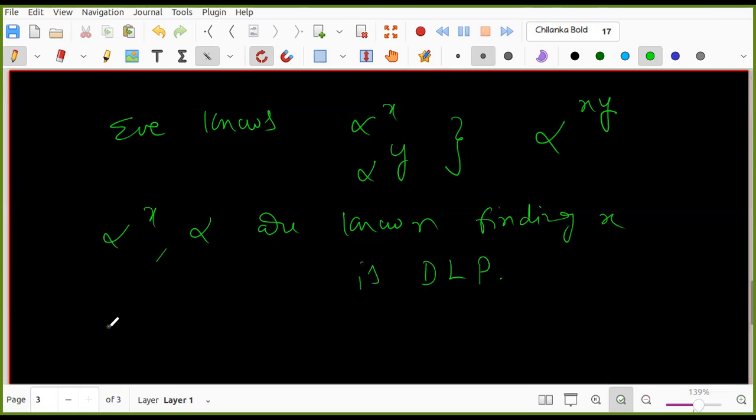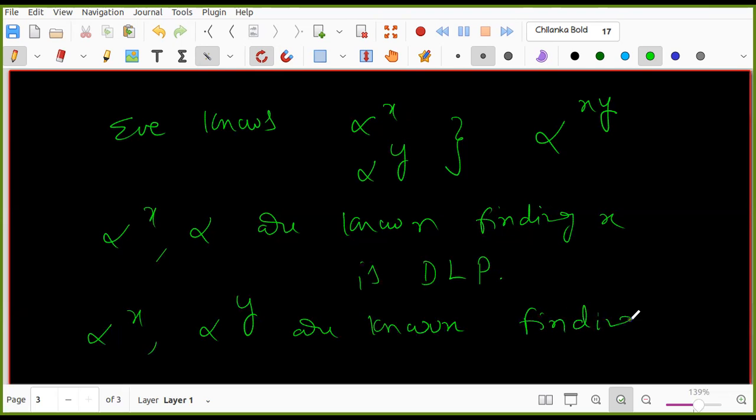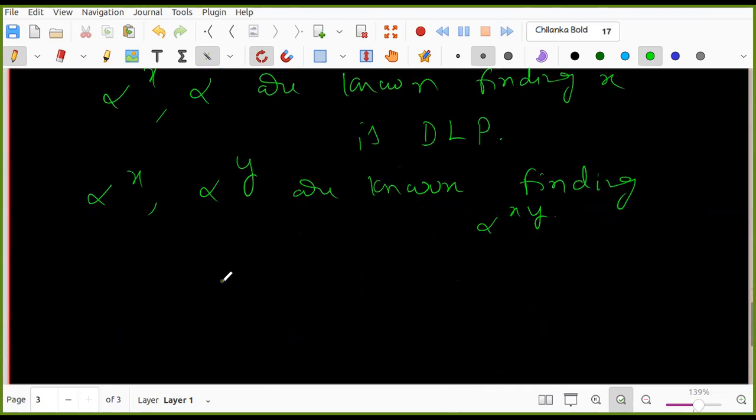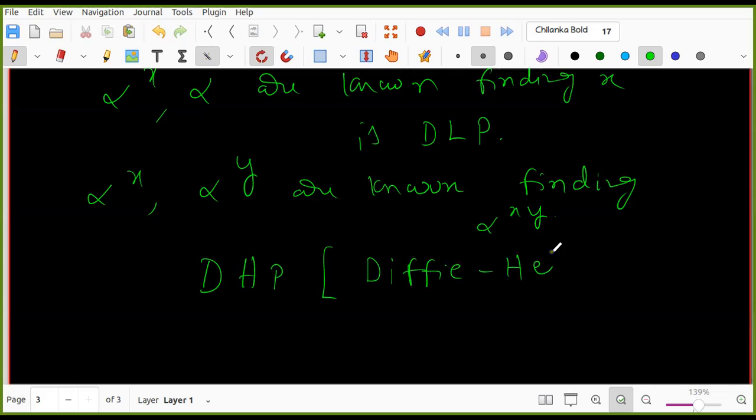Now alpha power x is known and alpha power y is known. Finding alpha power xy, what is this problem called? This is called DHP. DHP means Diffie-Hellman problem. Yes, this problem is called the Diffie-Hellman problem. Is it okay? Are the two problems different or not?